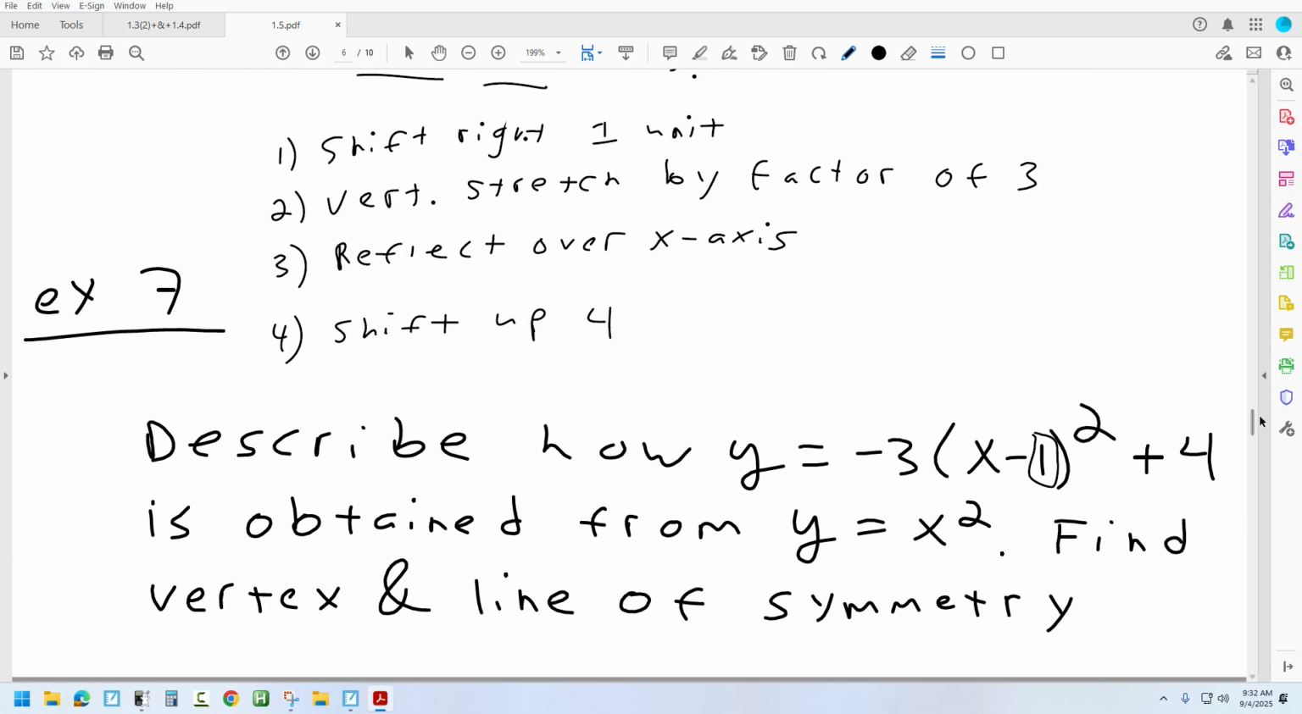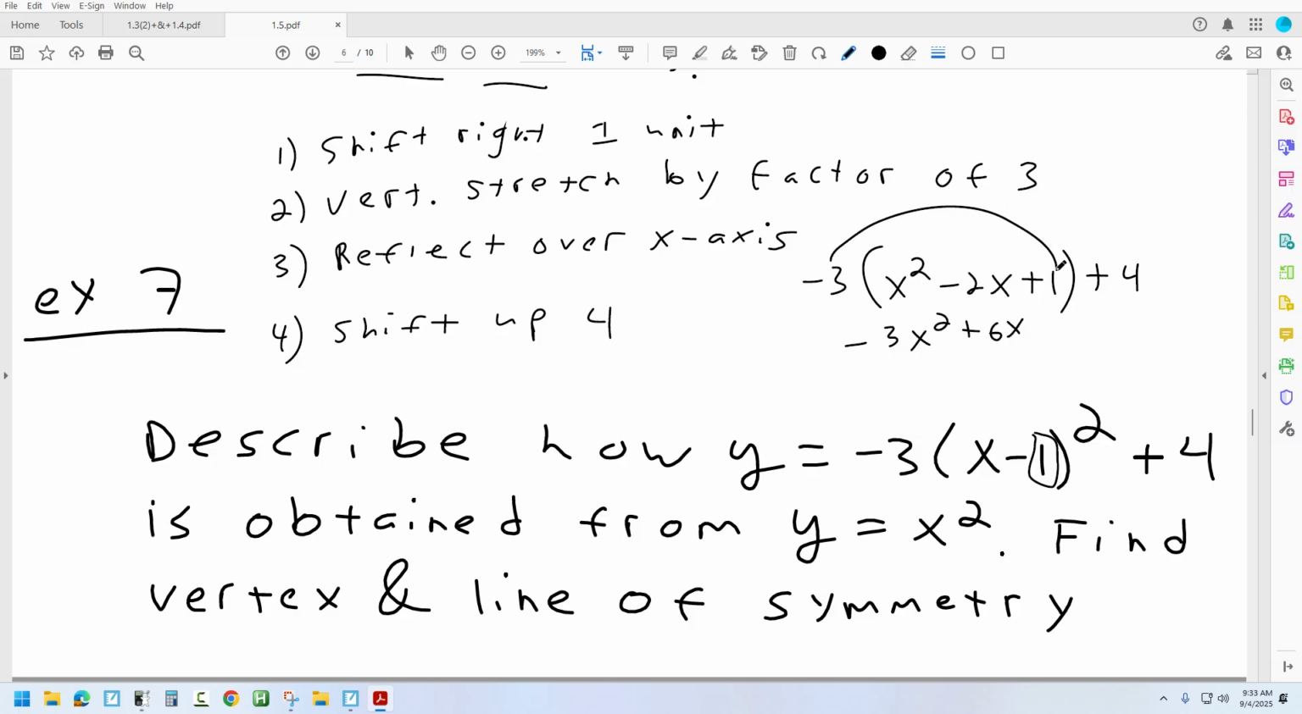But what if I took this and I changed it? What if I did out the x minus 1 squared? That would give me x squared minus 2x plus 1. That's what you get if you just FOIL out x minus 1 squared. Now, what if I distribute the -3? I'd have -3x squared plus 6x. That would give me -3 plus 4.